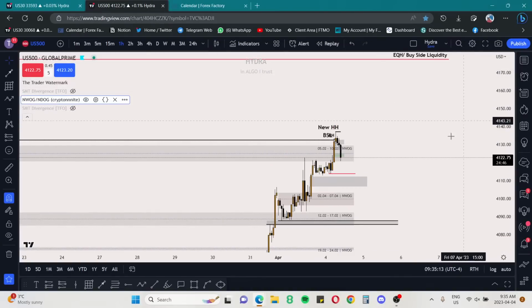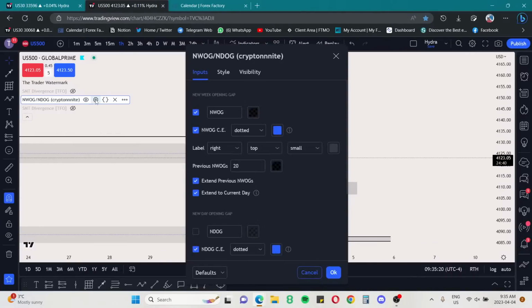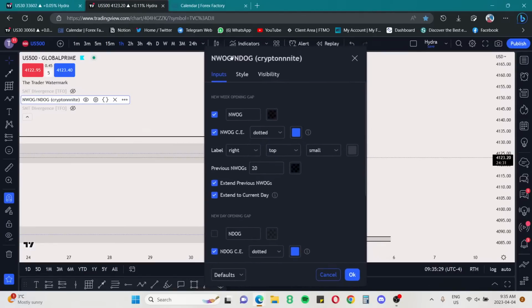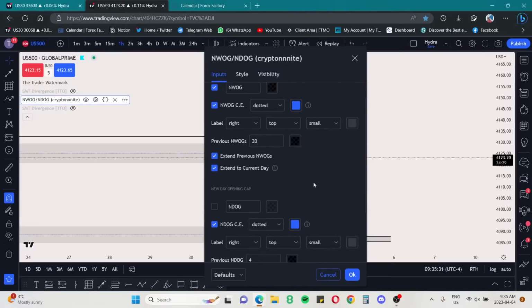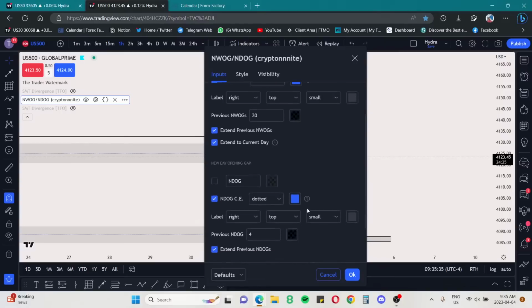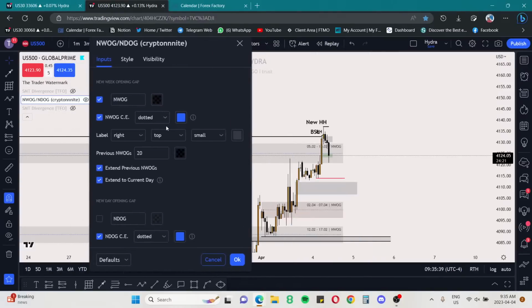If you are new and confused with your analysis, and it's very hard to mark the new week opening gaps, then you can use this indicator. It's a new week opening gap, new day opening gap indicator from Kryptonite. Go on your TradingView and search this name. You'll get the indicator. And the way I'm using the settings, you can see it here. You can take a screenshot and then apply it to your indicator. I'm looking back 20 period days.